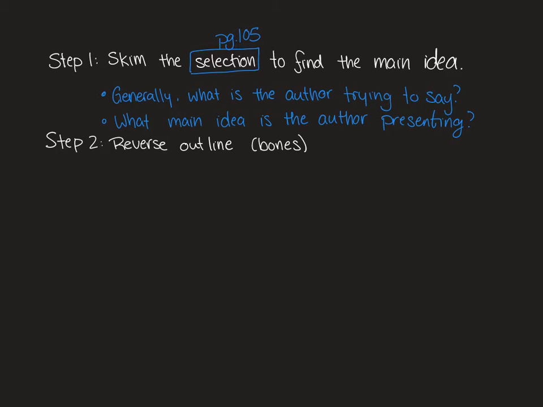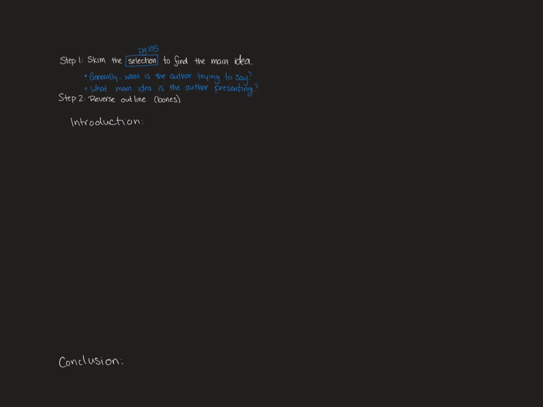Step 2 is what I'm going to call a reverse outline, or the bones of one at least. So you will read the article again more slowly, and in your notebook you're going to list the main points in a certain order. At the top of your page, you're going to list the main points of the introduction. So there might be a couple main points that they bring up. At the very bottom of your page, you'll do the same thing for the conclusion.